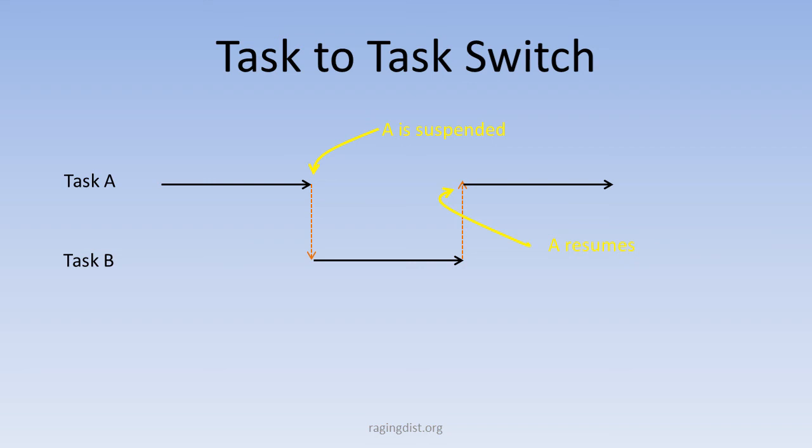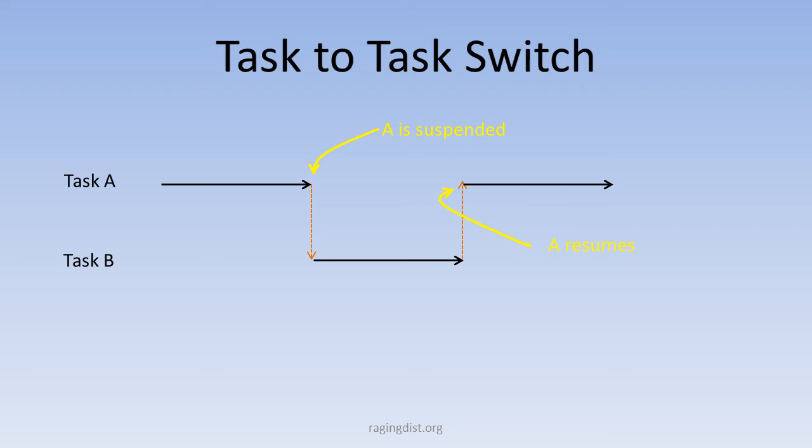Now, in a real computer or real processor this happens quickly. It can happen thousands of times a second. On a really fast CPU, that can go up to millions of times a second. But this can happen so quickly, it creates the illusion that two tasks are running at the same time.